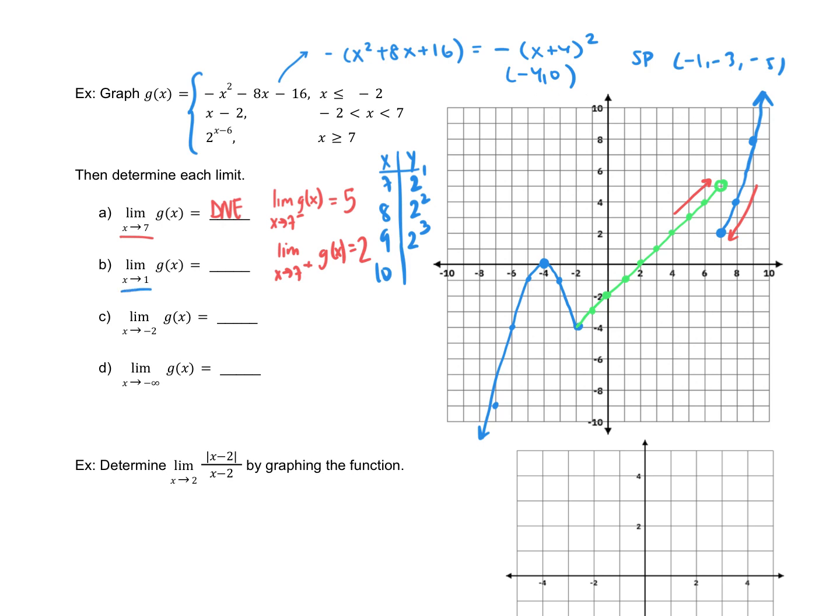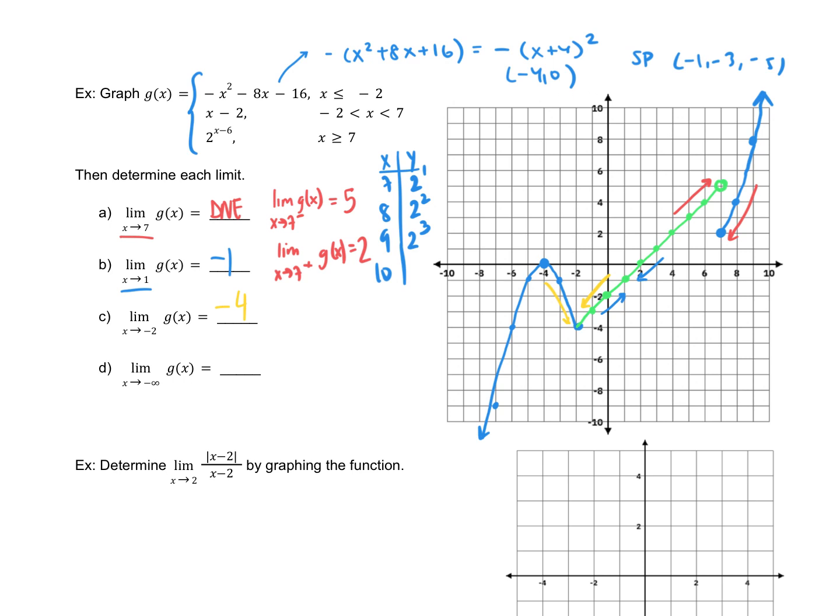Next, the limit as x approaches 1. Well, as we approach 1 from the left, we're approaching -1. And from the right, we're also approaching -1. So that's good. Next, the limit as x approaches -2 of g of x. From the left, we're approaching -4. And from the right, we're approaching -4, even though it's a change of the piece of the function. So from parabola to line, they're approaching the same value of -4. So the limit exists.